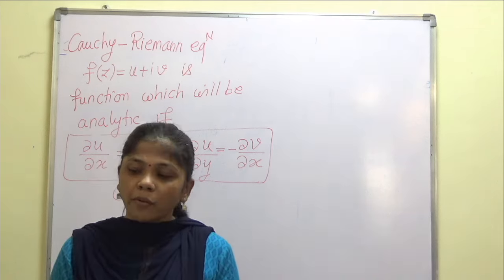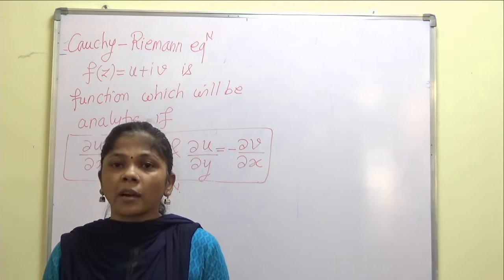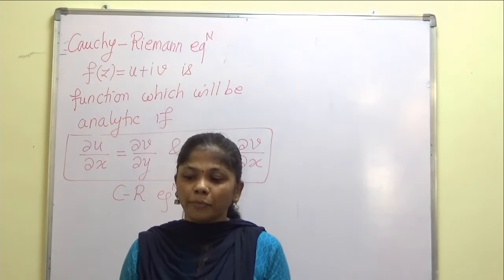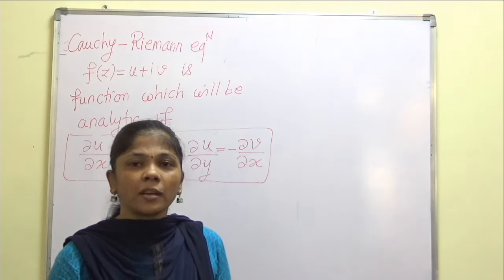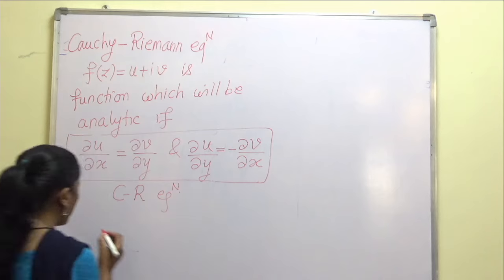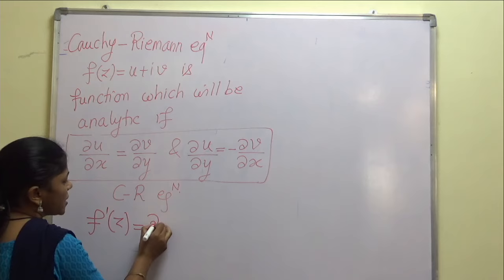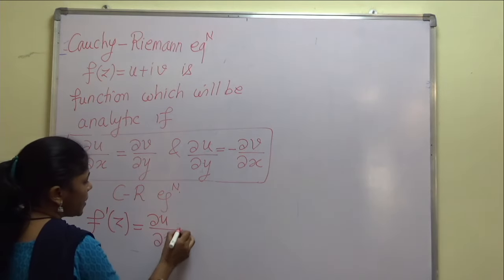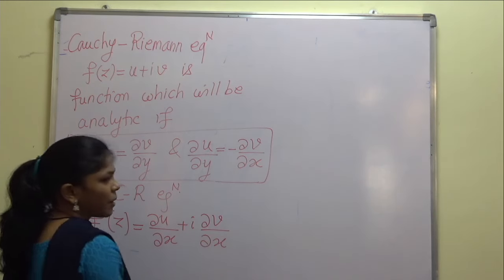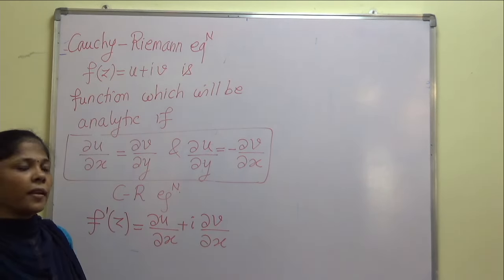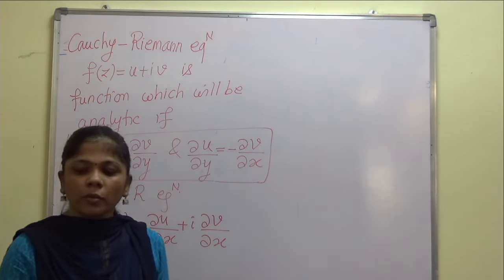And the next point that we have is that the Cauchy-Riemann equation is used as a test condition to determine whether a given complex function is analytic or not, right? Once we get an analytic function, how do we find the derivative? That is obtained by this formula: f dash of z is equal to del u by del x plus i times del v by del x, right? So once we know that the function is analytic, we can find its derivative by making use of this formula.